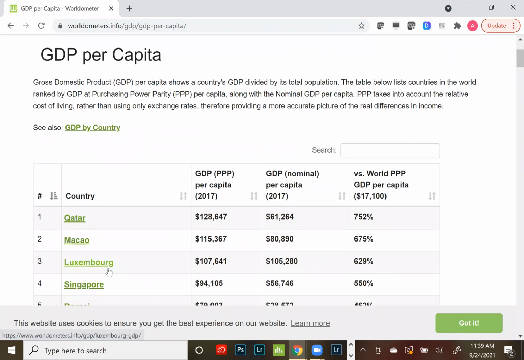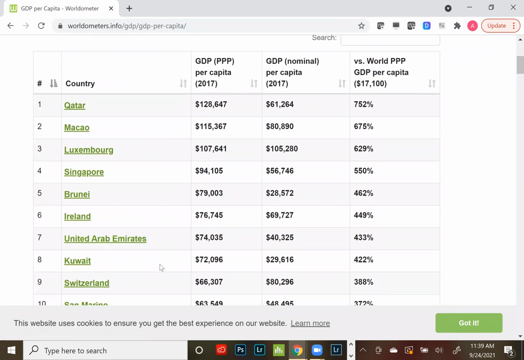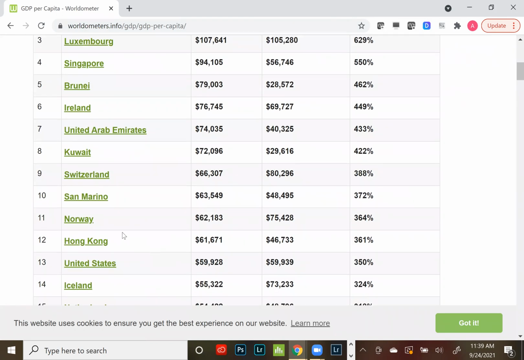This is Macau, Luxembourg, Singapore, Brunei. Ireland is way up there. UAE, Arab Emirates, see a lot of oil countries. Switzerland, San Marino is a tiny little country in Italy. Norway, which has North Sea oil.